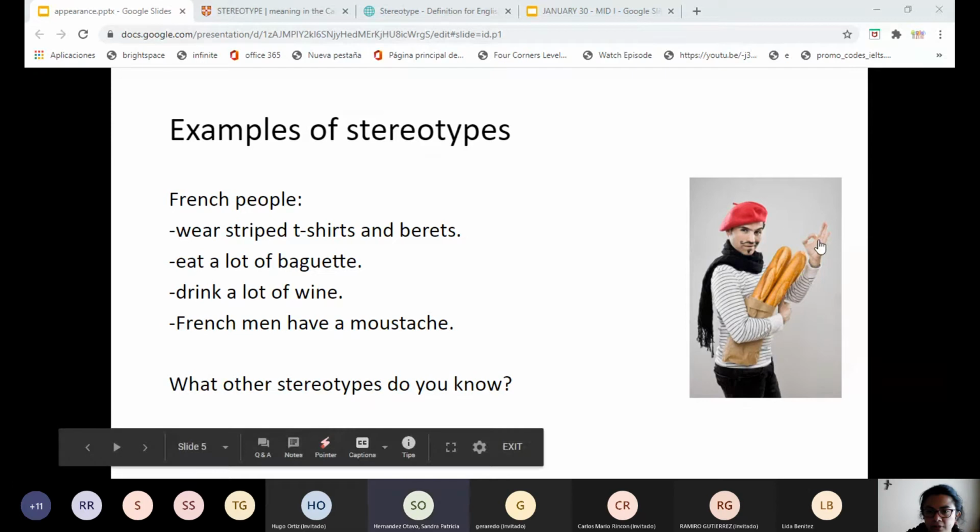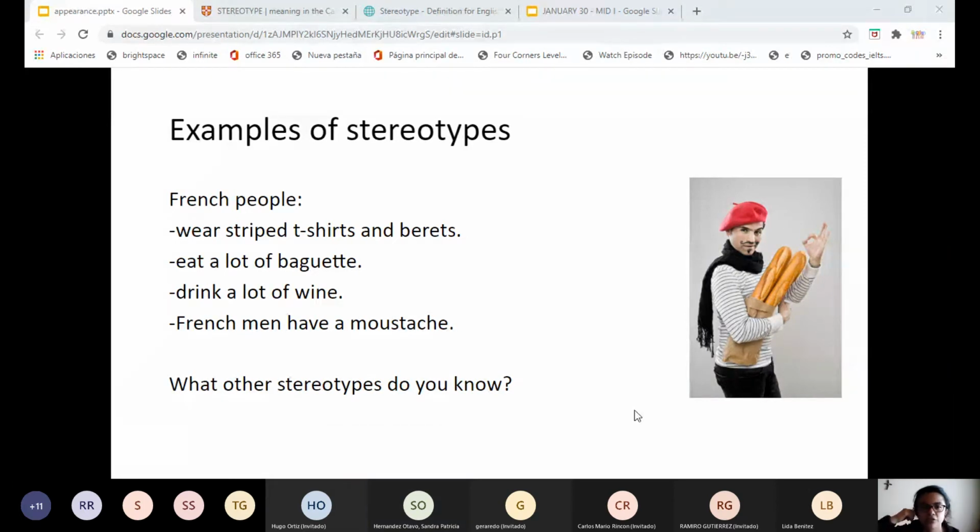All right. Okay. And then we have Rocio. Let's have Rocio, John Castro, and Hugo Ortiz, and we finish. Go on, Rocio. A stereotype of Colombian people is that they love coffee and to drink coffee all the time. Okay, to drink coffee all the time.